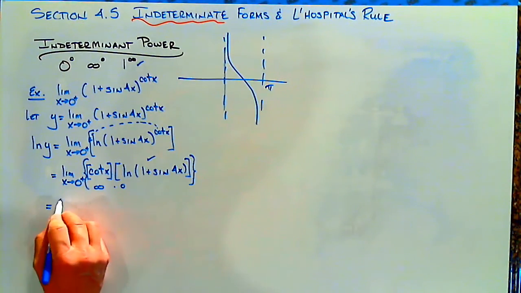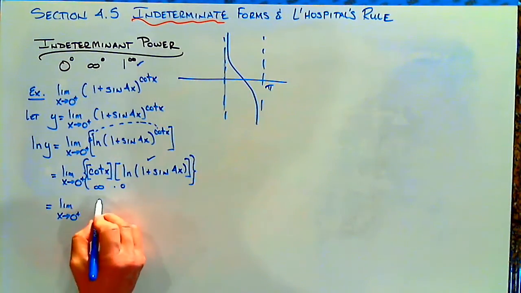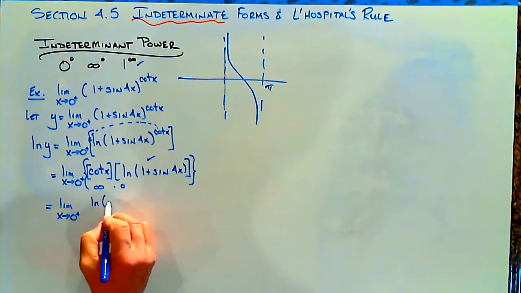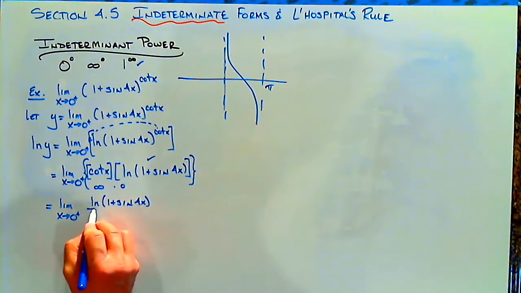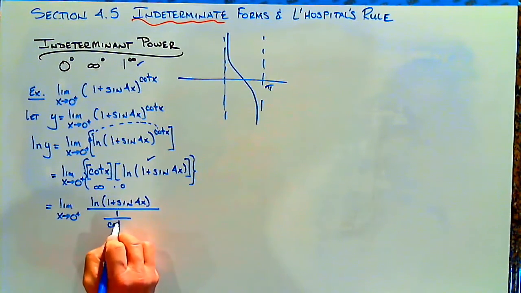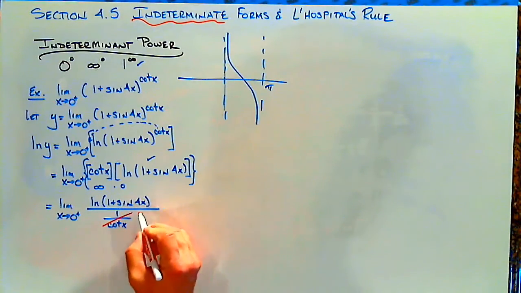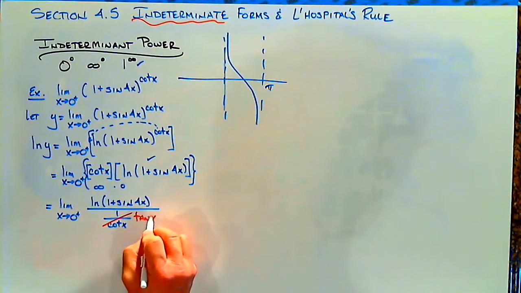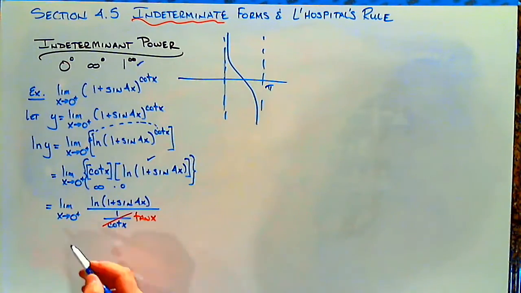So we're going to rewrite this as the limit as x approaches 0 from the right of the natural log of 1 plus sine 4x. Leave that in the numerator. In the denominator, this is going to turn out to be 1 over cotangent of x. Now, it turns out we happen to know what 1 divided by cotangent of x is. 1 divided by cotangent of x is just tangent of x, right?